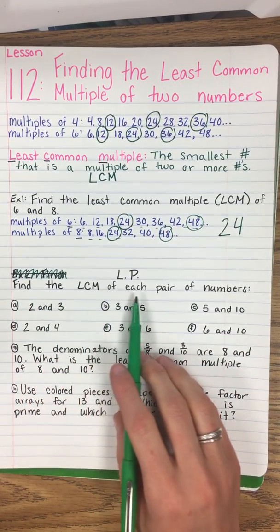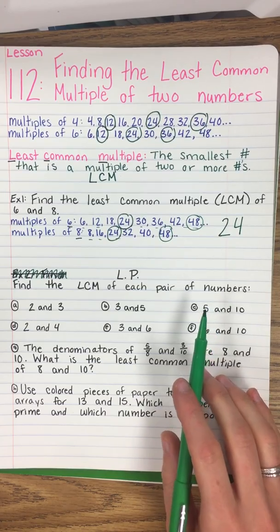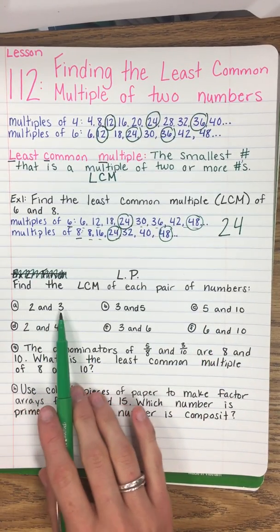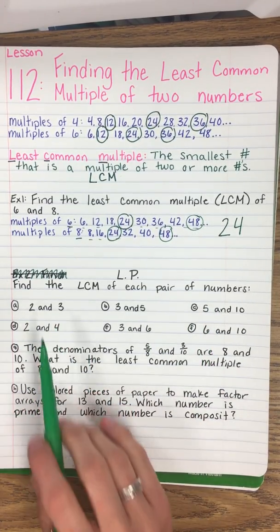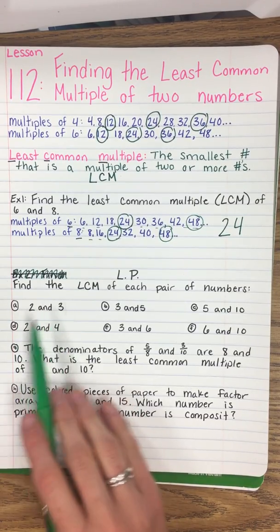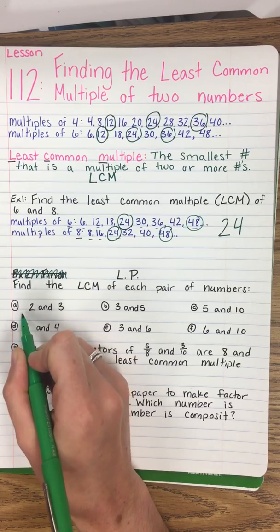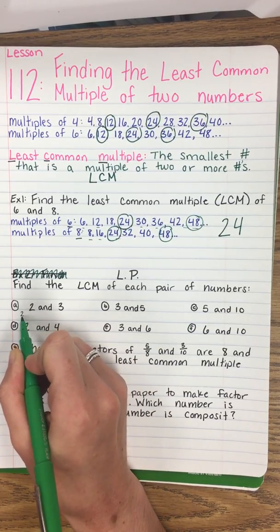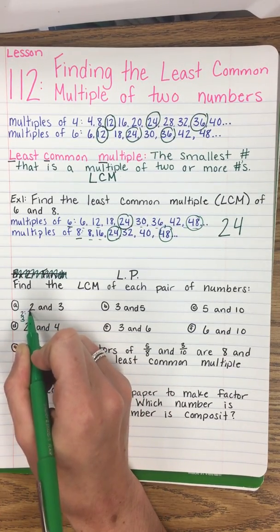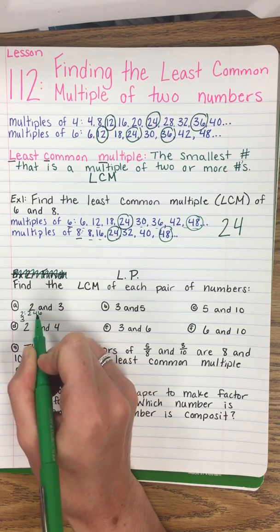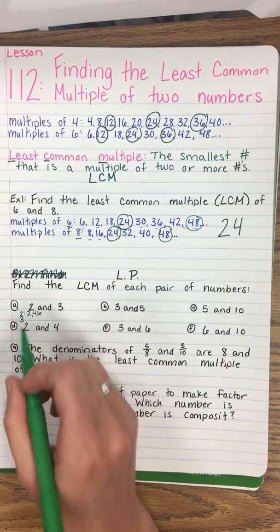Find the LCM of each pair of numbers. So here's your lesson practice. A, 2 and 3. I want you to write down all the multiples of 2. This is an example of how these should look. I didn't really leave enough room, but it would be 2, 3. So 2 would be 2, 4, 6, okay? Because I want you to go all the way up until it gets to the next number.